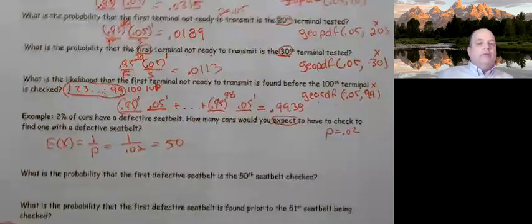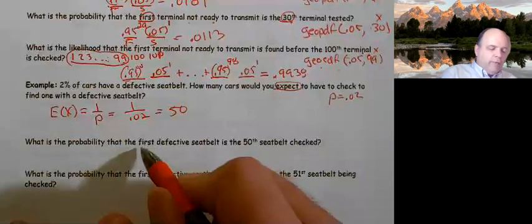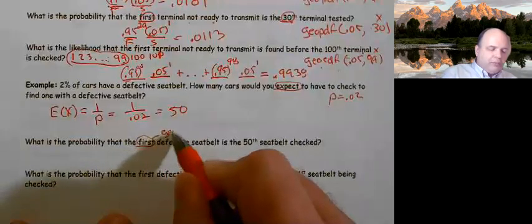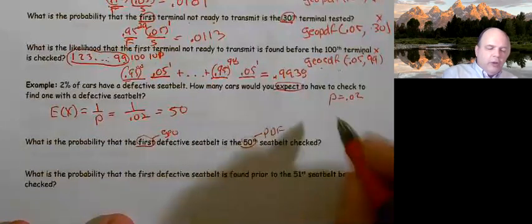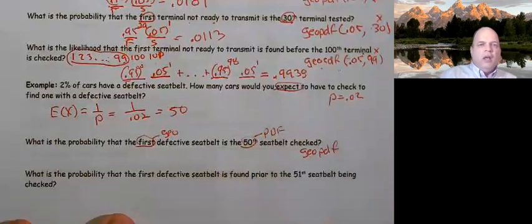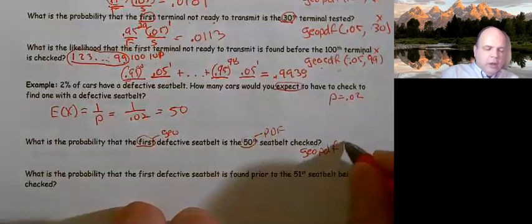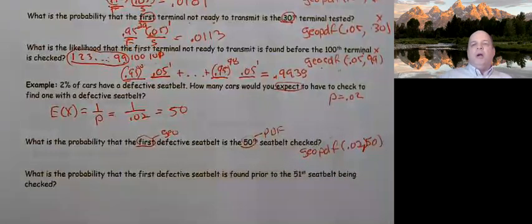Okay, so what is the probability the first defective seatbelt is the 50th seatbelt checked? Okay, so in this case, we have first. This lets me know I'm working with a geo, but it has to occur on a specific trial. So this makes it a PDF. So this is going to be a geo PDF. And in this case, the probability is 0.02. And it has to happen on the 50th. All right, so geo PDF 0.02, 50, this is my X value.